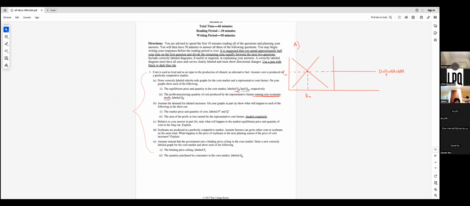Continue to follow the requirement raised by the question. So you need to label the market by PM, QM. Okay, then we finish question number one. Question two, how do you find the QF? You need to add your MC. Okay, then you find your QF.